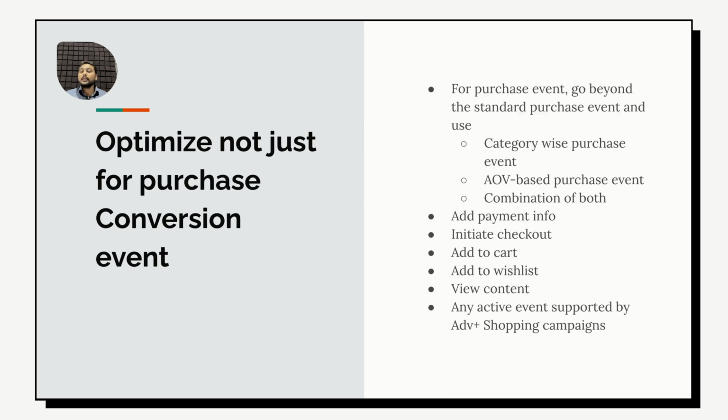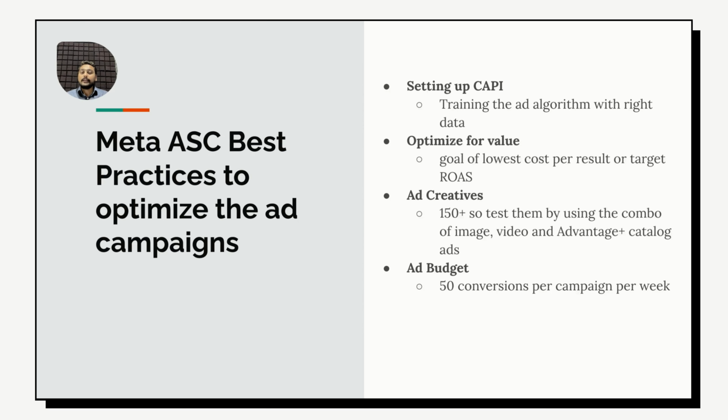Let's say you don't have enough conversions that you were getting for this purchase event. Meta Advantage Shopping campaigns will also allow you to optimize for add payment info or initiate checkout or add to cart or add to wish list or even view content or any active event that is supported by Advantage Shopping campaigns. Now, next best practice is setting up conversions API.